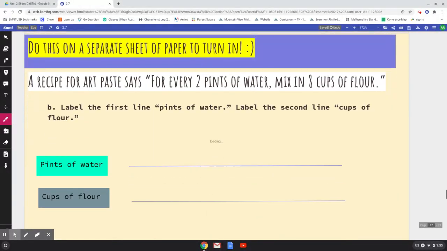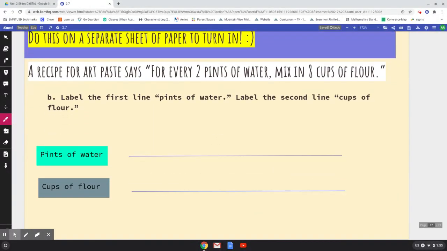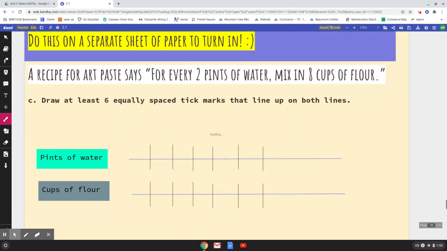Okay, so now for B, it says label the first line pints. So you're going to label it to the left like we've been seeing, pints of water. And then you're going to label the second line cups of flour. So yours should look like this on your piece of paper. And we're adding to it every time.